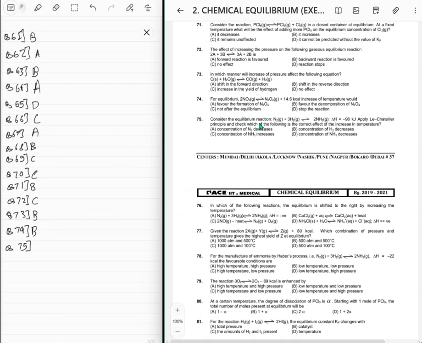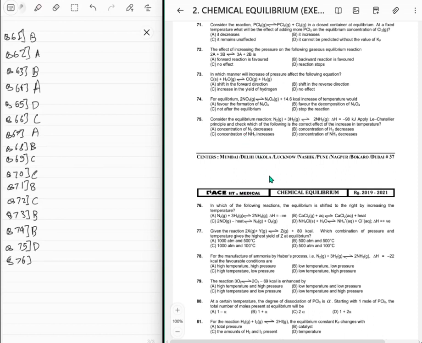Consider the equilibrium reaction. So it's just an exothermic reaction. Increase in temperature will decrease the forward rate. It will shift the equilibrium backward, right? So concentration of N2 and H2 will increase while NH3 will decrease. D is correct. 75D. Question number 76.